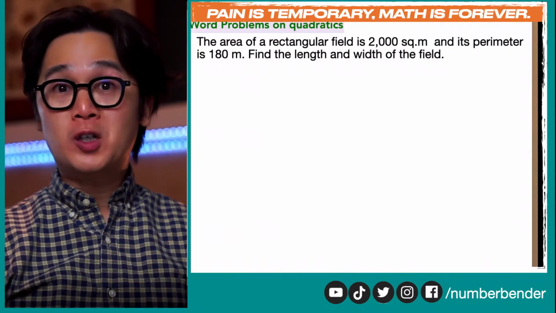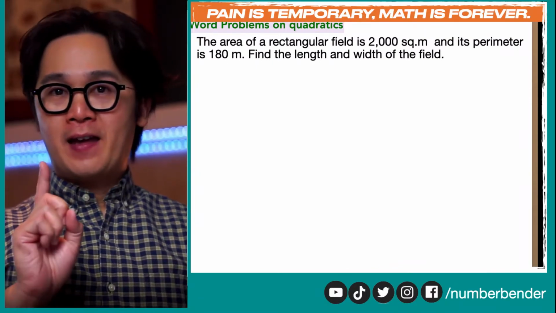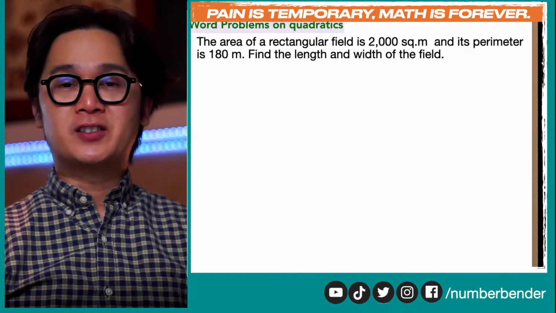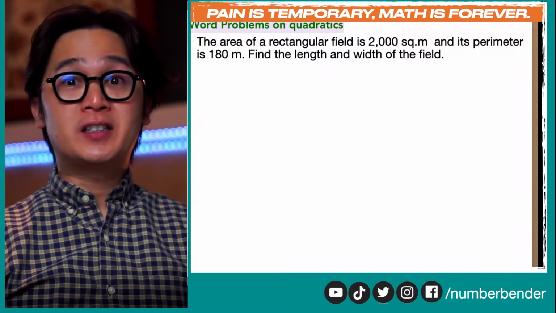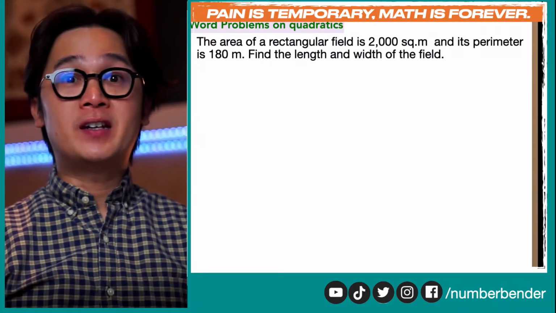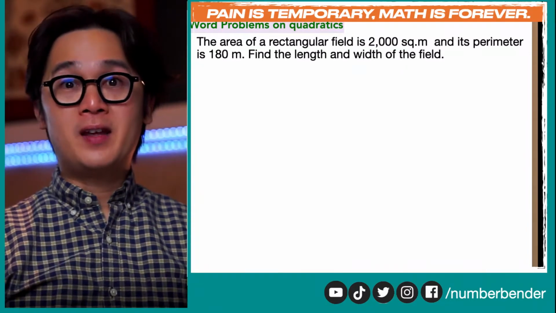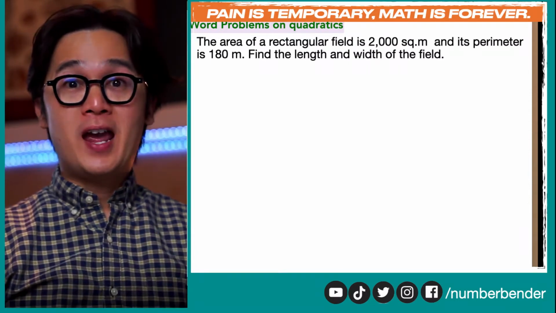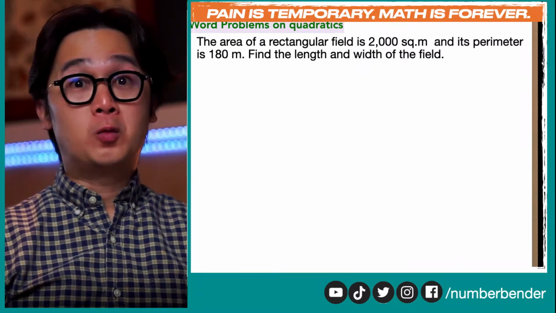So for the first word problem, we're going to find the length and the width of this rectangular field. From our word problem, it says here that the area of the rectangular field is 2,000 square meters and its perimeter is 180 meters. Now, how are we going to find the length and the width of this rectangular field based on the perimeter and the area given? We're going to first visualize our word problem.